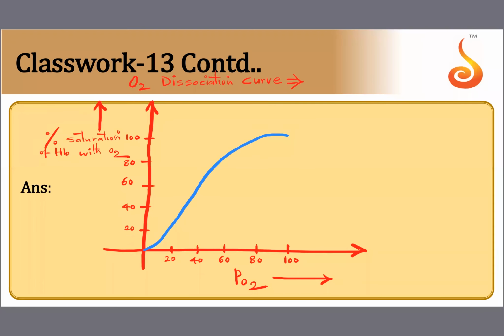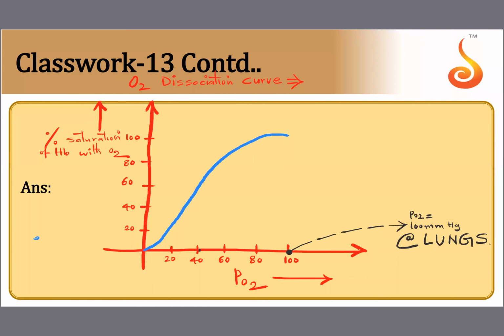Okay, so let me take 2 points on the x-axis. Let me take a partial pressure of 100. Where can you expect a partial pressure of 100 millimeter mercury? PO2 is equal to 100 millimeter mercury. You can expect this at your lungs.